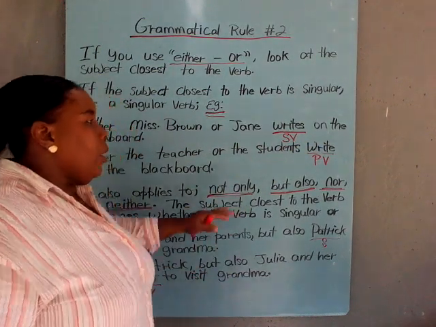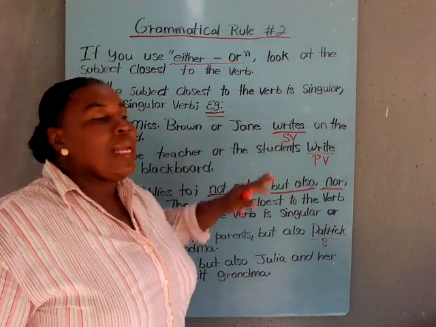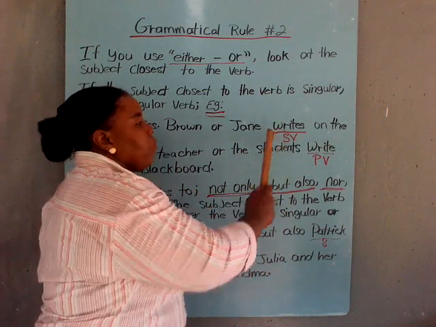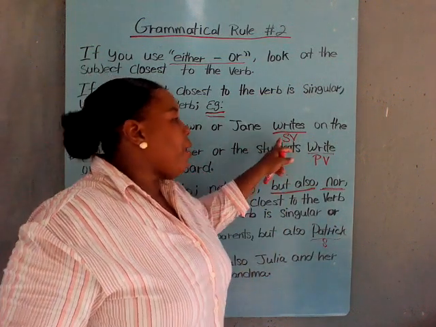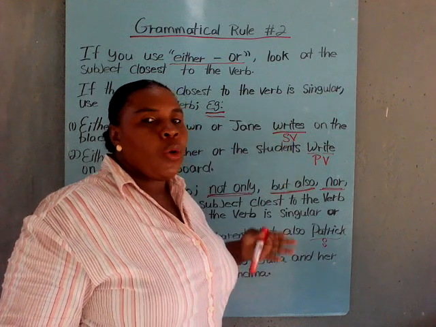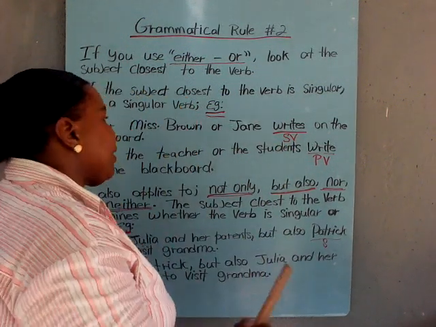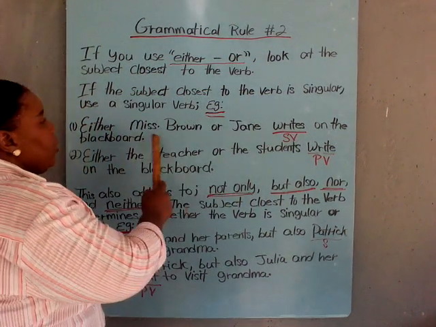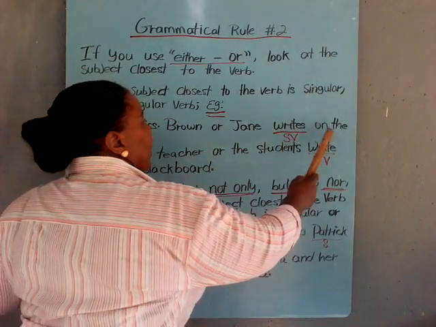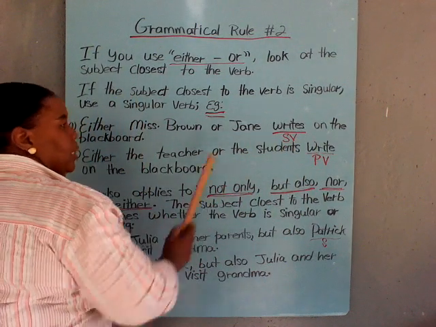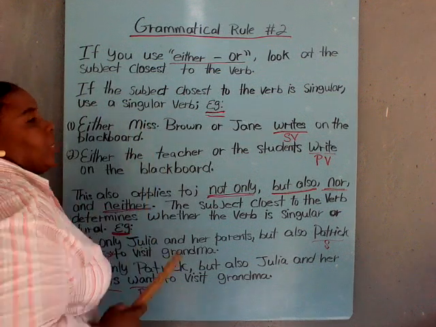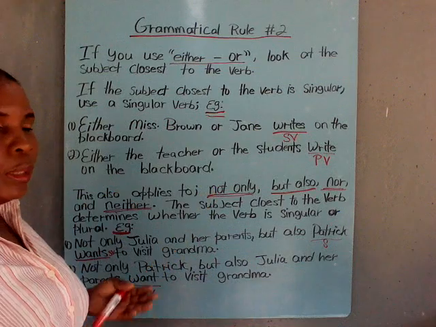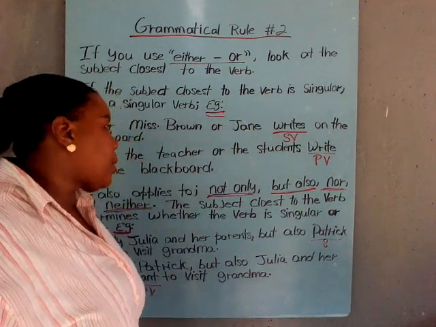Jane is the subject and writes is the verb closest to Jane. So I have written SV representing singular verb on the right. So writes would be the singular verb. So either Miss Brown or Jane writes on the blackboard. Jane is the subject, just as the instruction says, and writes is the verb, and it is closest to the subject.